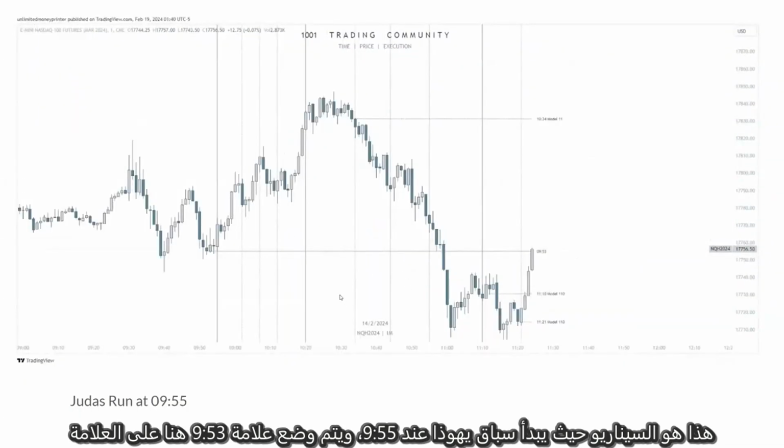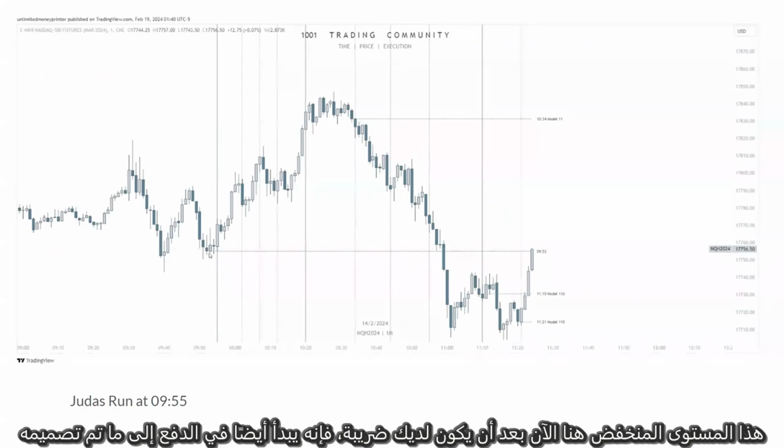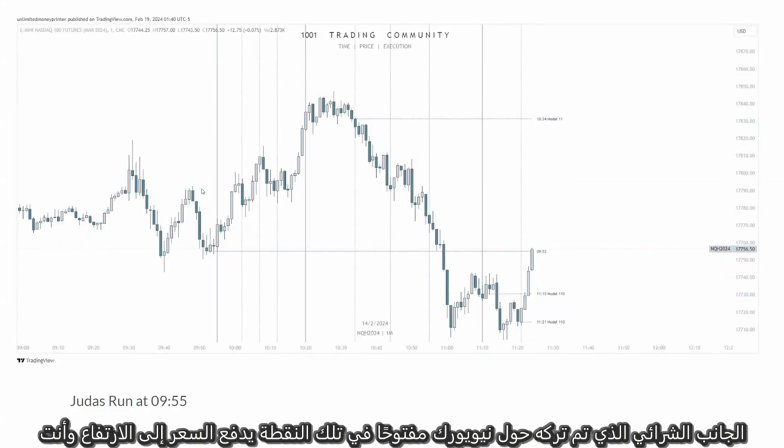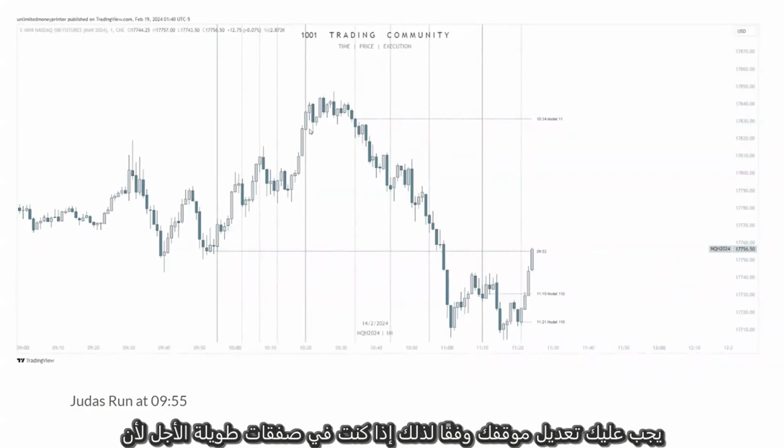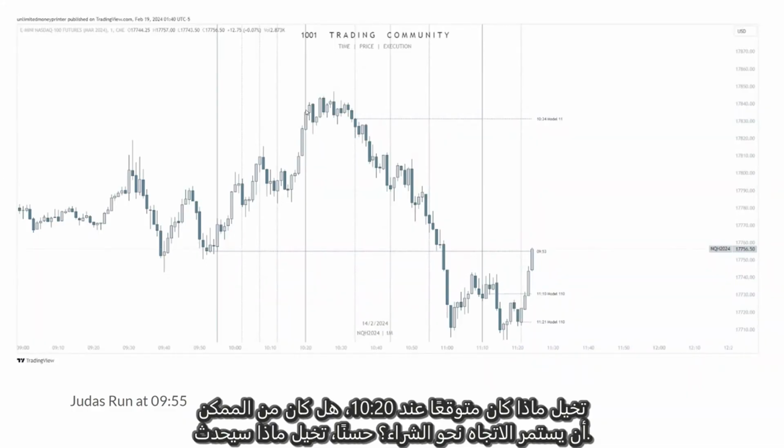Here's a scenario where that Judas run begins at 955. 953 gets tagged here to the tick, this low here. At 955, it tags it. It also starts pushing to what? The engineered buy side that was left around New York open. At that point, price is pushing up, and if you're in longs, you must be adjusting your position accordingly, because guess what? At 1020, you were to expect continuation towards buy side, right?